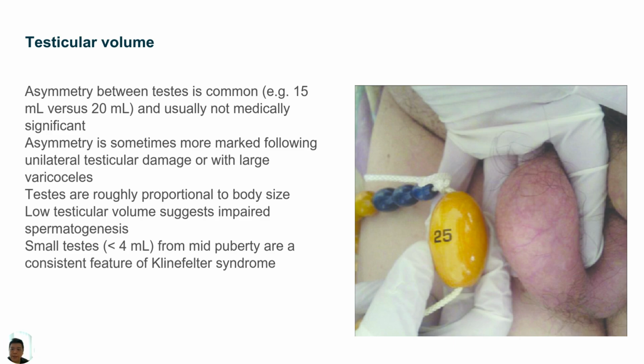So asymmetry between testes is quite common and usually not medically significant. Asymmetry is sometimes more marked following unilateral testicular damage by torsion, a history of undescended testes, or with a large varicocele. Testes are roughly proportional to body size. Low testicular volume suggests impaired spermatogenesis. Testes smaller than 4 ml from mid-puberty are a consistent feature of Klinefelter syndrome.